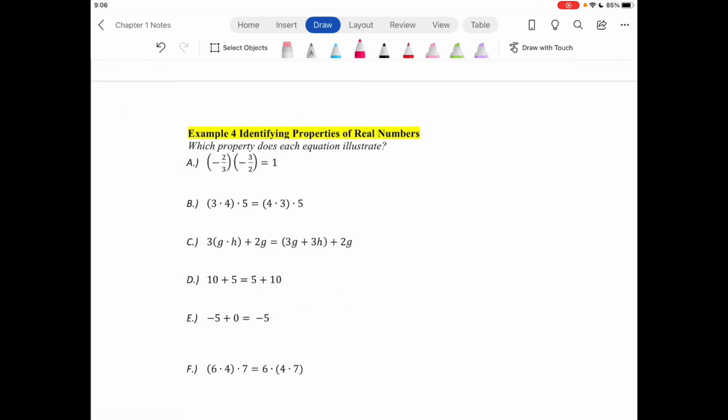Here are several examples that we can use to identify which property they illustrate. In the first example, we're going to notice that our two fractions are flipped. They're opposites of each other, and we're using multiplication. When we said opposites is what we call inverses. So this will be the inverse property of multiplication.